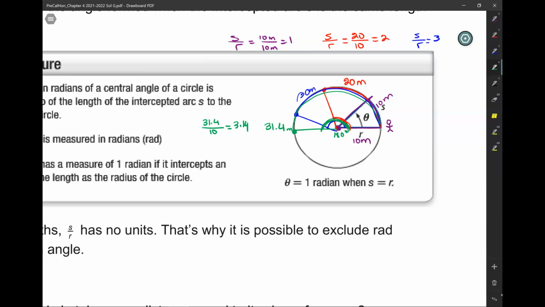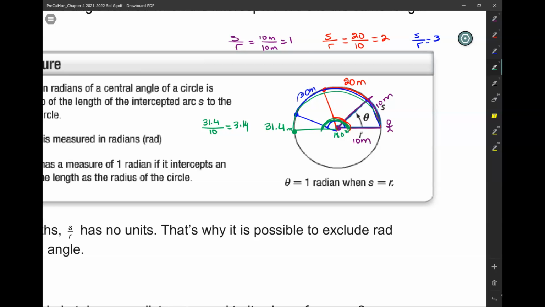Pi is the angle you make when the distance you walk around the circle to the radius has a ratio of 3.14. It turns out, no matter what circle you get, whether it's a tiny circle like this, or whether it's a huge circle like that, when you walk this distance, the ratio between that and the radius is 3.14. And the ratio between that and that radius is also 3.14. Right? That's where pi comes from.